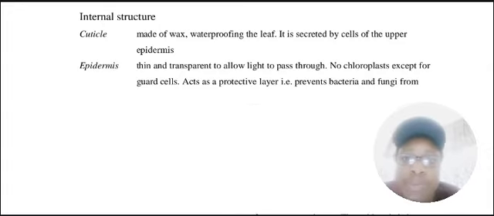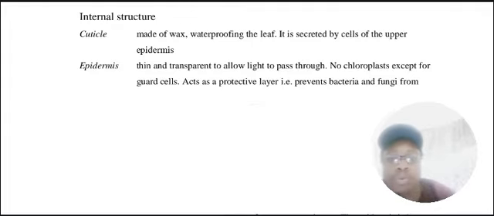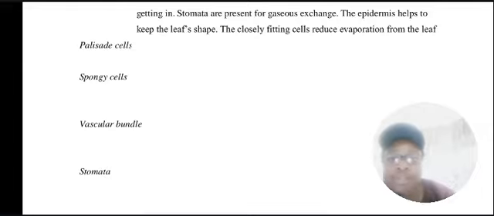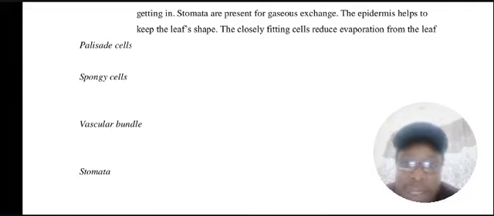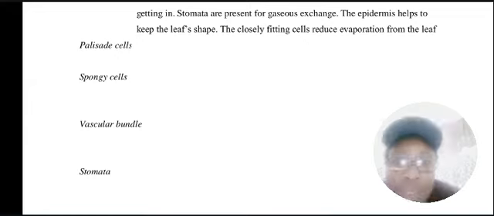Firstly, the cuticle, which is made up of wax, a waterproofing material. And we have an epidermis, which is thin and transparent to allow light to pass through. We also have all those layers: palisade layer, spongy layer, vascular bundle, and we also have stomata pores at the bottom of the leaf. So we looked at specialized cells earlier on where we met these palisade cells.